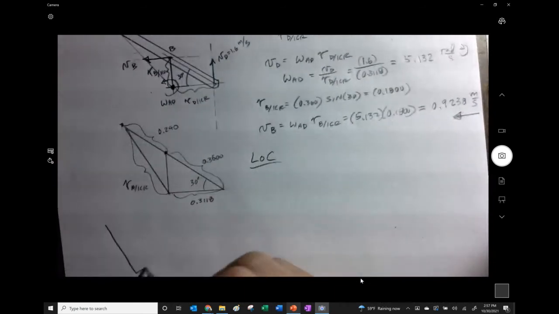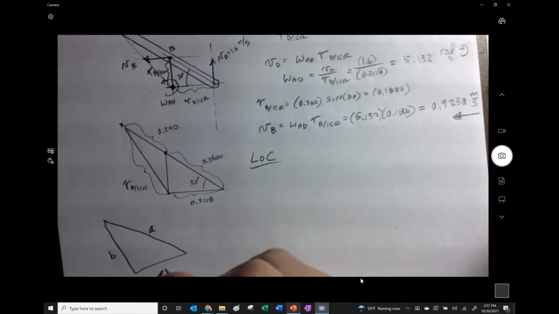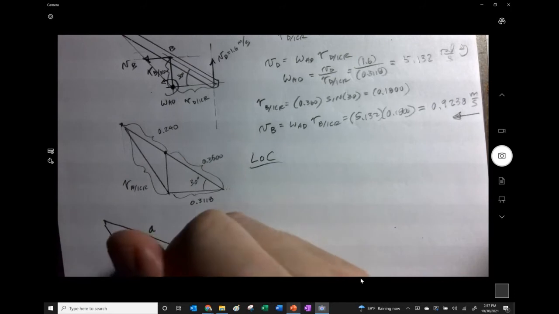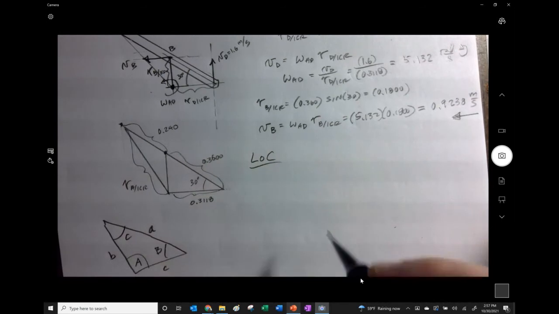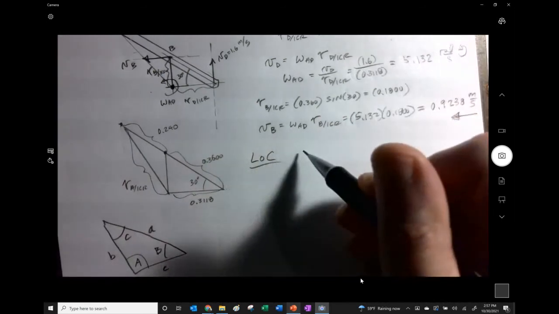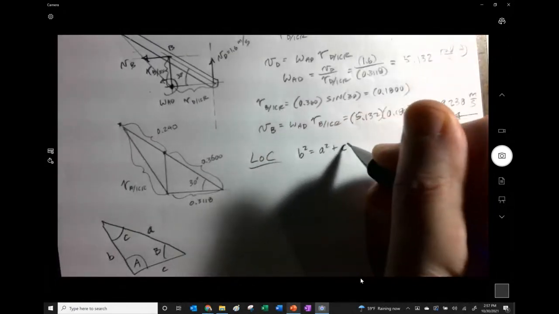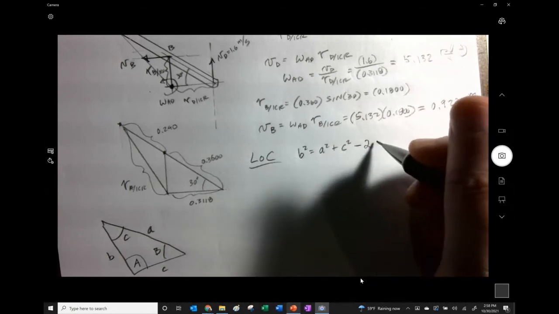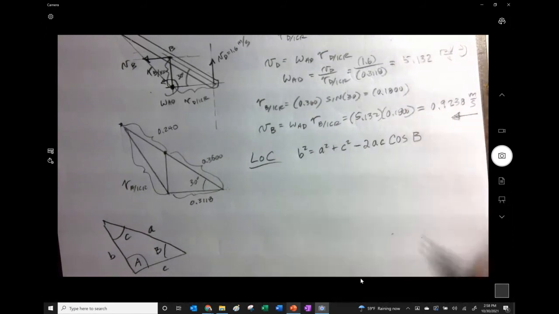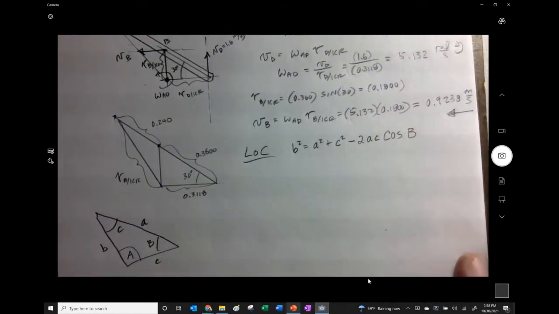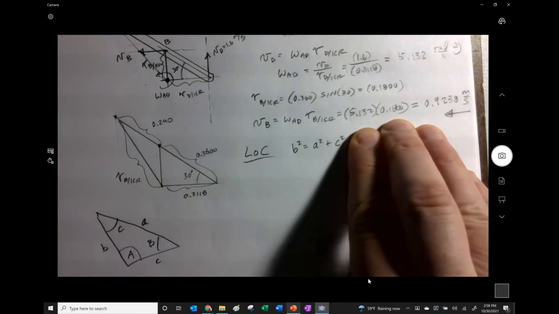Good one to memorize. If you have, let's say, I'll call this A, B, C, then that makes this A, that makes that B, and that makes C. So the law of cosines says, in this case, I'm going to write it for B. B squared is equal to A squared plus C squared minus 2AC times the cosine of B. Right, so the pattern always goes like that. That's almost like the hypotenuse would be for a right triangle.